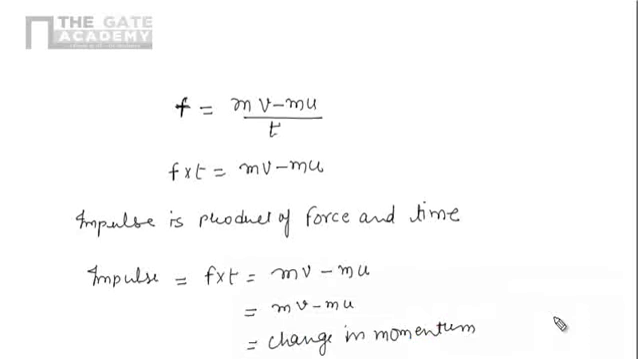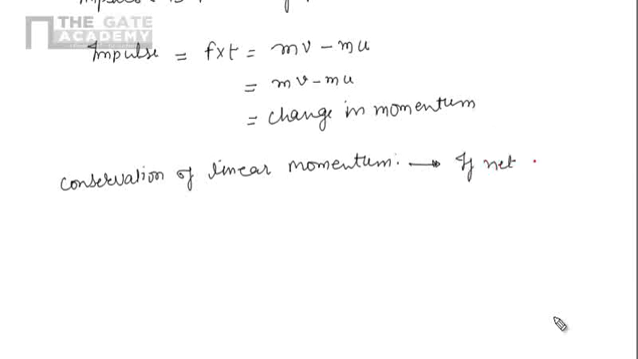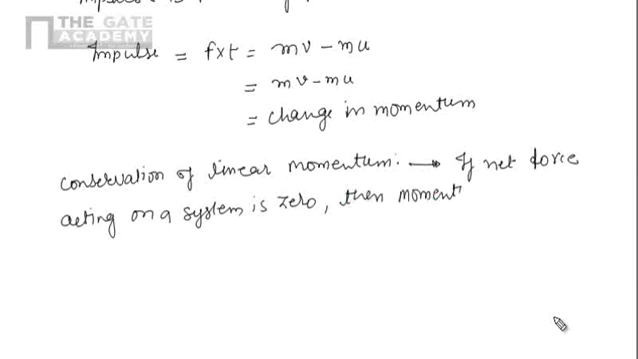Now we will see the conservation of linear momentum. According to the conservation of linear momentum, if the net force acting on a system is zero, then the momentum of the system will remain conserved.